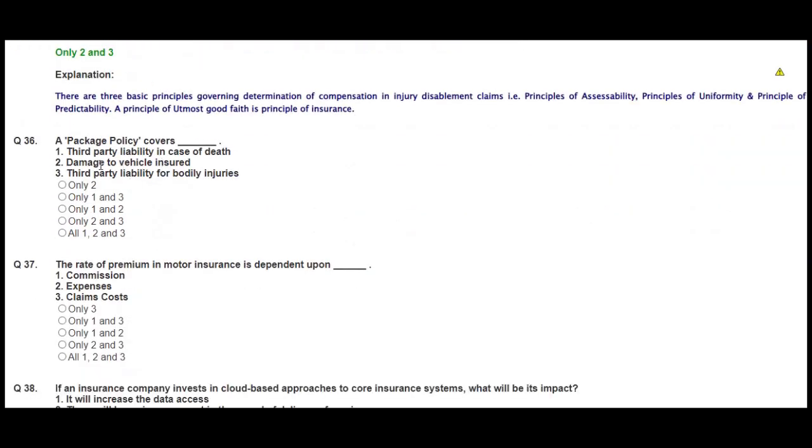A package policy covers third party damage; damages to third party badly injured will be covered.